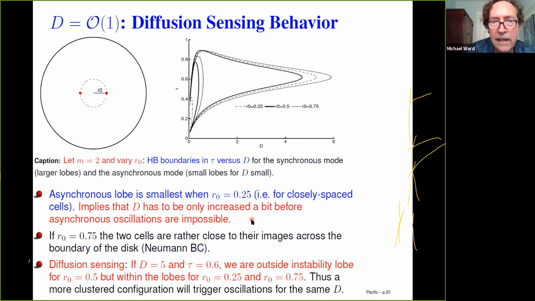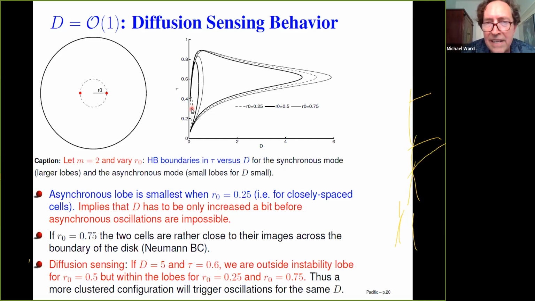Then you vary the ring radius. What is the effect of varying the ring radius on which the cells are located? The shading of the different curves corresponds to 3 different ring radii. R0 is 0.25, 0.5, or 0.75. So 0.5 is here, 0.25 is here, 0.75 is here. Those are the synchronous lobes. And these little guys here near the origin in the tau D plane are the asynchronous lobes. As you would expect, the asynchronous lobe, this dotted one here, is smallest when R0 is 0.25. Why is that? When 2 cells are pretty close together, they can really synchronize their activities pretty well.